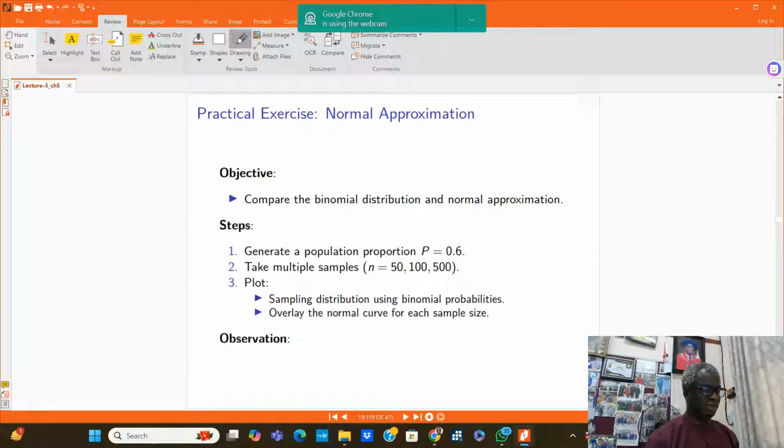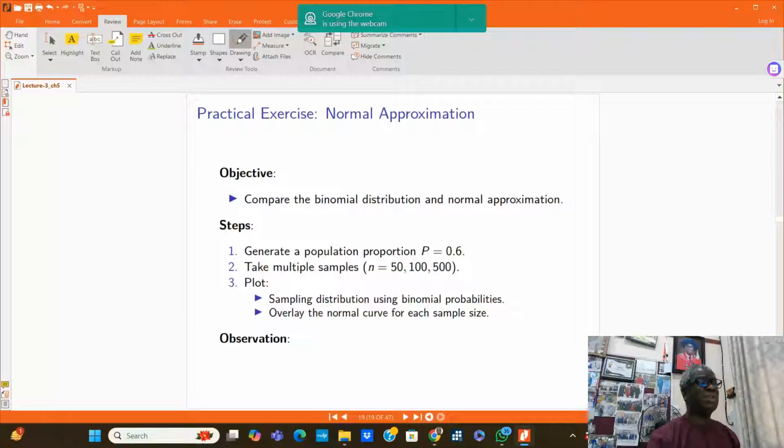So again, you have a practical exercise here to do with respect to binomial to normal approximation. So you want to compare the binomial distribution and the normal distribution. In this, you can write out code to do the simulation. I will share this code with you, and in the practical class, you'll be able to run it on your R.